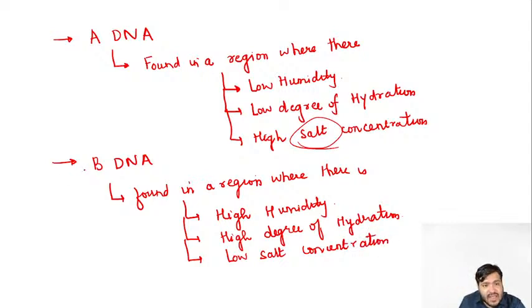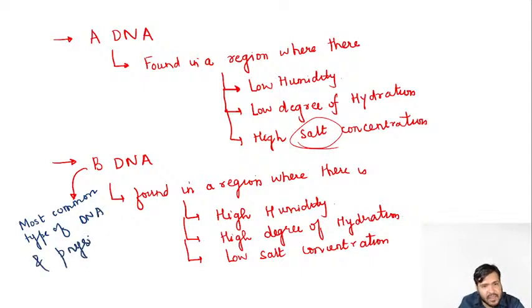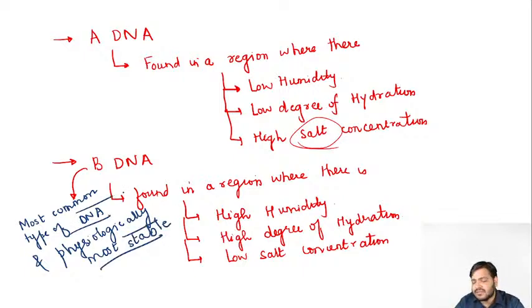And remember, a question has been asked in the FMG exam earlier that B-DNA is the most common type of DNA. And remember, it is physiologically the most stable DNA. These are two different questions and they have been asked in the exams.